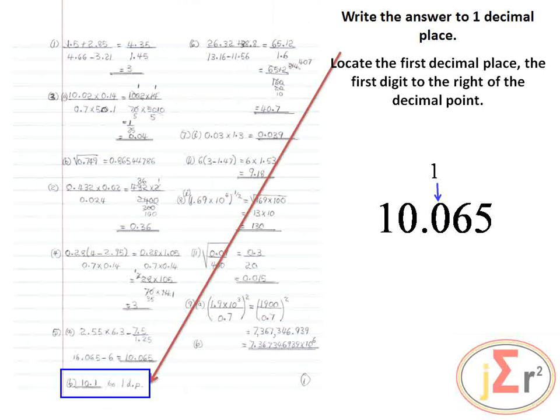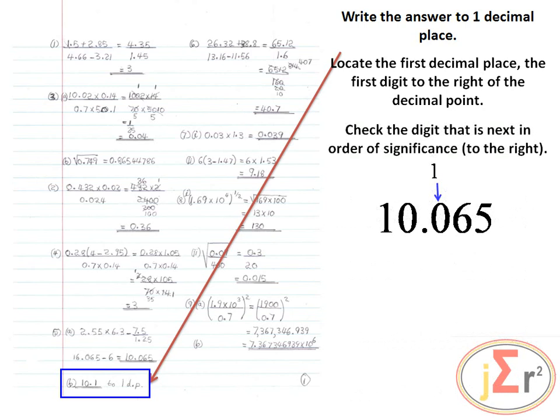In order to write the number correct to 1 decimal place, we also need to check the digit that is next in order of significance, the one to the immediate right, and that is the one that we are looking at also. That digit is 6. Because it is greater than or equal to 5, we therefore add 1 to the 0. So 1 will be added to this 0 because this number is greater than or equal to 5. So there is the 1 that we have added to it. And what do we do next?